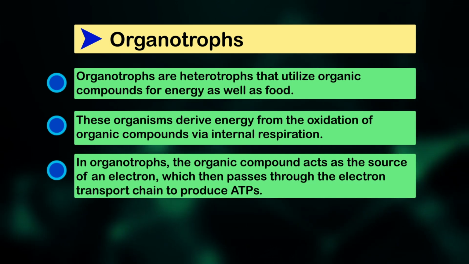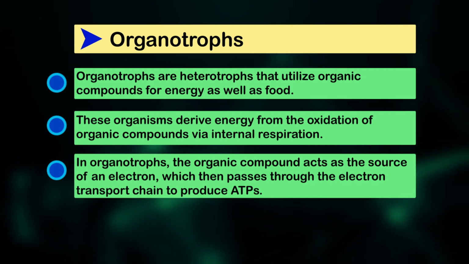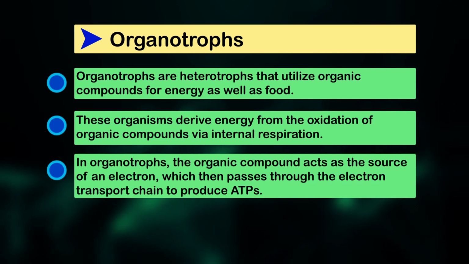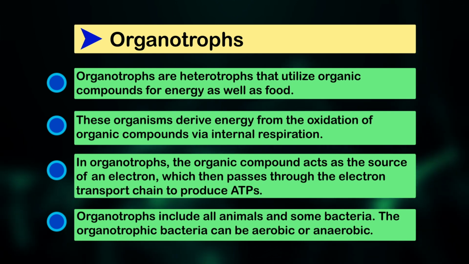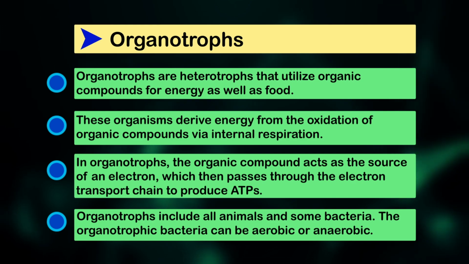Because these classifications are based on the electron source. The electrons then pass through the electron transport chain to produce ATP. Organotrophs include all animals and some bacteria. The organotrophic bacteria can be aerobic or anaerobic. Now, let us look at the second type based on electron source, that is lithotrophs.